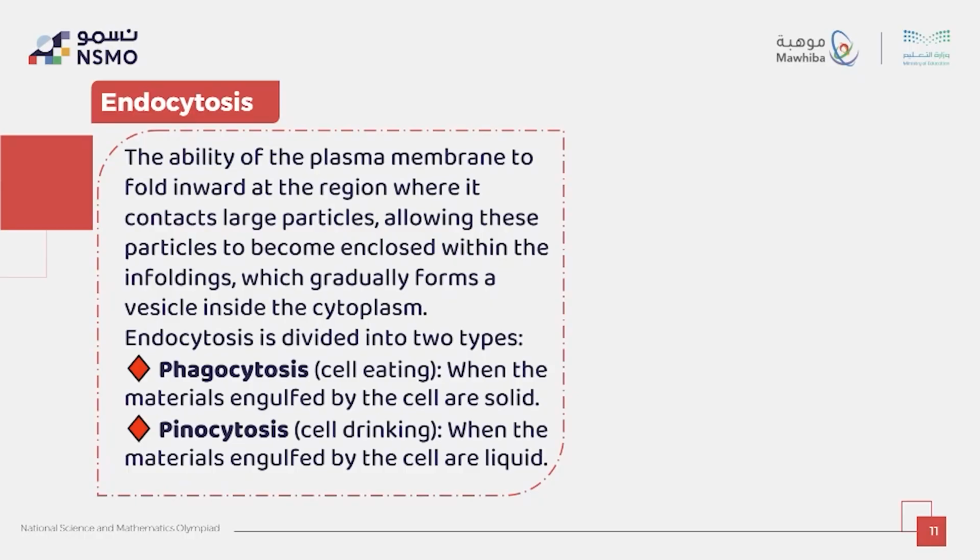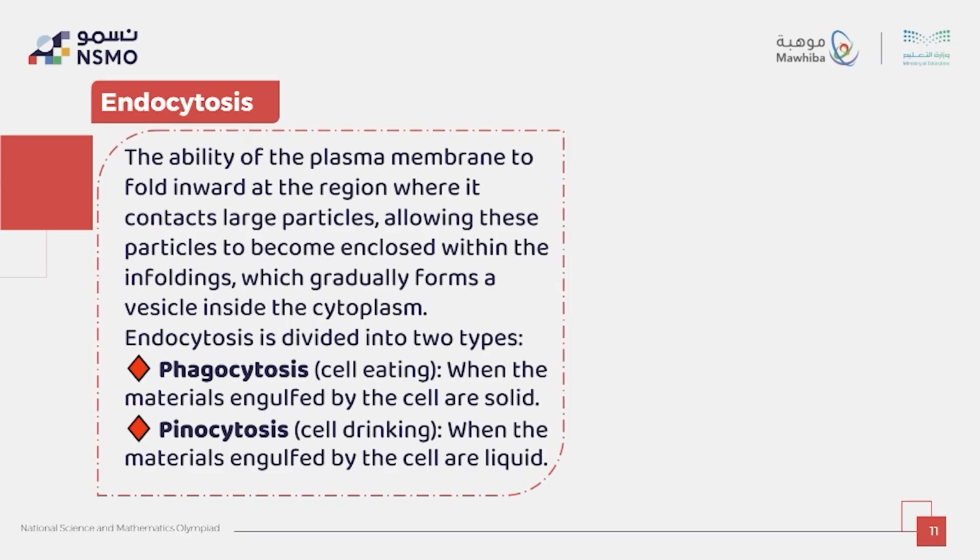The third process we have is endocytosis. Endocytosis is the process that allows the cell to take in large materials by folding its membrane inward. The membrane surrounds the materials and forms a vesicle inside the cytoplasm. And there are 2 main types.